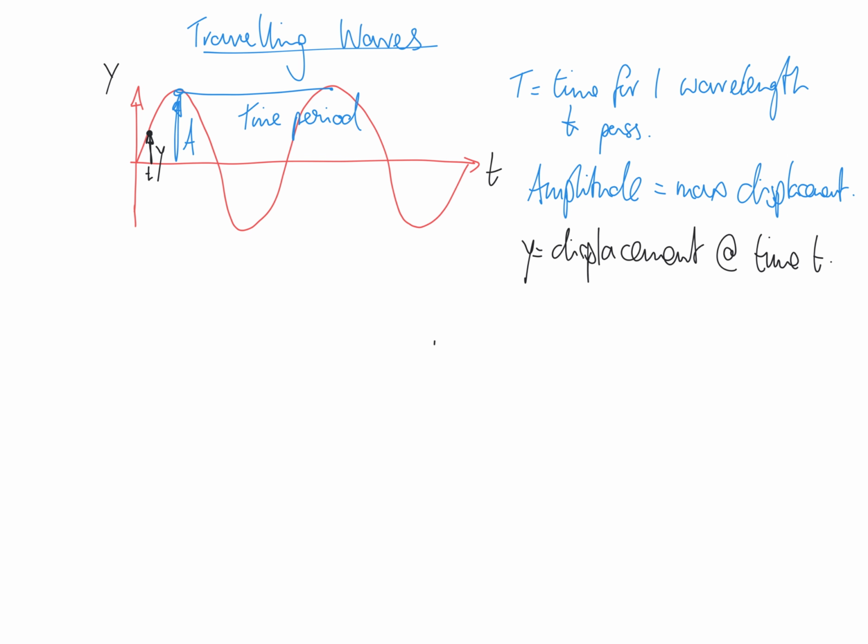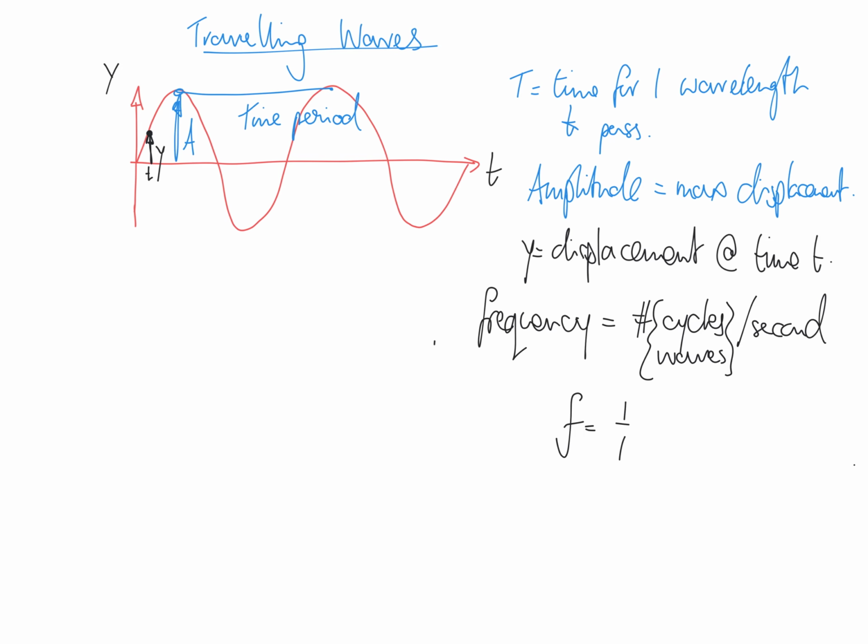Right. What do we want to look at next? So we're happy with the time period. The last thing we haven't yet commented on is the frequency. And that is the number of cycles per second, or the number of waves, if you prefer, per second, and it's given the equation 1 over the time period, which is the only equation you really had to learn previously.